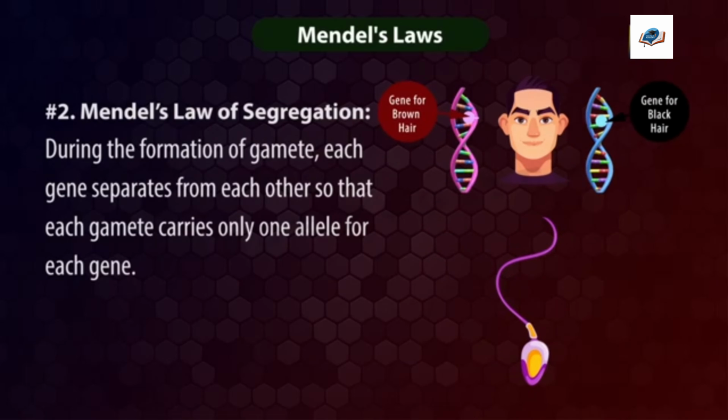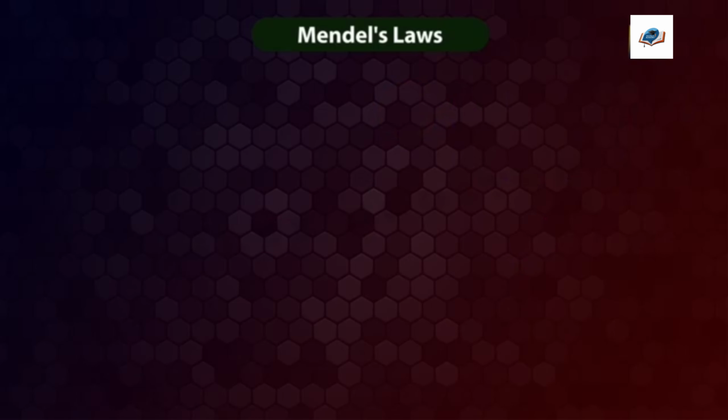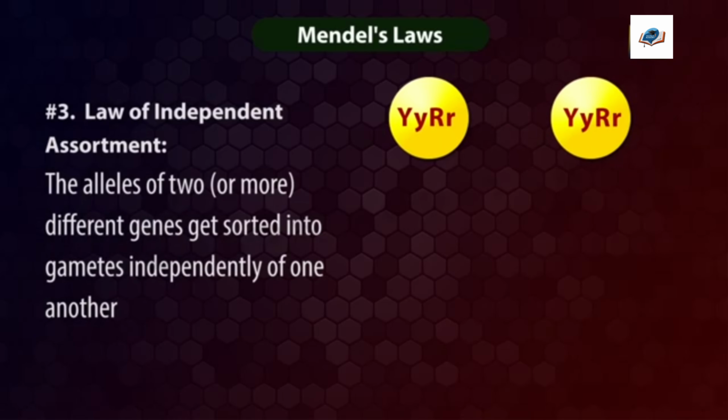During the formation of gametes, each gene separates from each other so that each gamete carries only one allele for each gene. Next, we see the law of independent assortment.